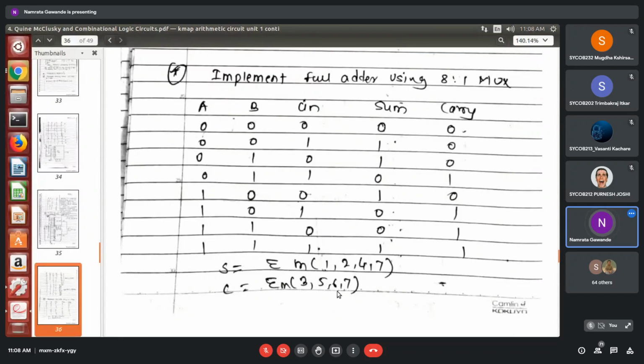So simply we can make the connections. For 1, 2, 4, 7, these inputs will be connected to logic 1, and the remaining minterms will be connected to logic 0, right? And we can implement sum and carry separately using two 8:1 muxes, or we can also use cascading.